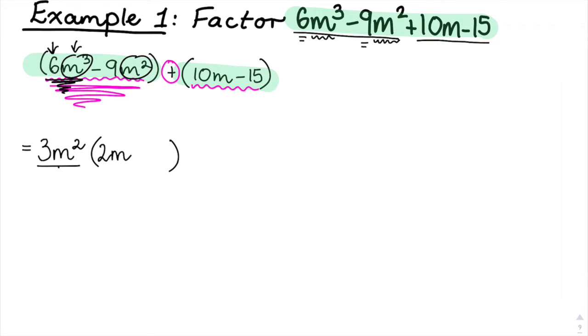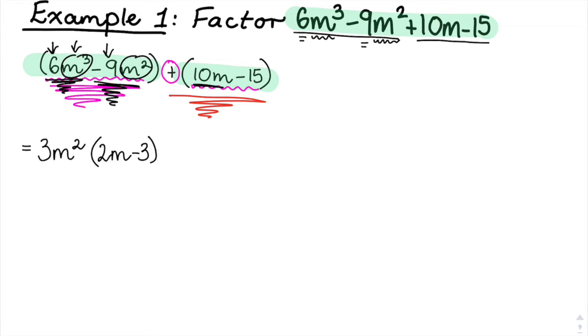Now I need to ask myself, 3m squared times what would give me negative 9m squared? Well, 3 times negative 3 would give me the negative 9. And I already have my m squared as it's hanging out the front here. So I don't need to put any other m's next to the 3 there. So what I'm going to do is shuffle my parentheses forward a little. On to factoring our next set of parentheses.